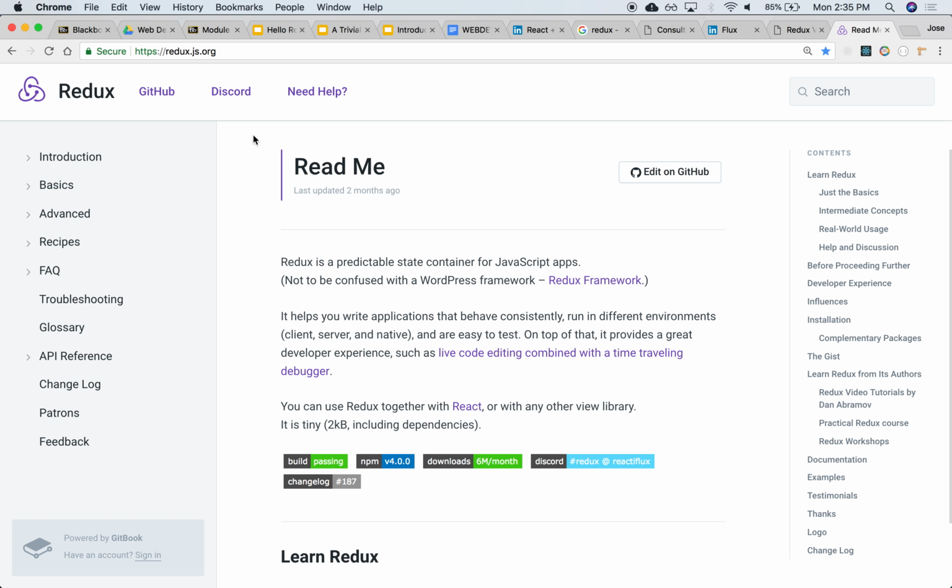All right, let's talk about Redux. So Redux is a JavaScript library that allows you to maintain state in a single place. It just happens to work very well with React, but you can certainly use Redux with other frameworks. It's not React specific. It just happens to work very, very well with React.